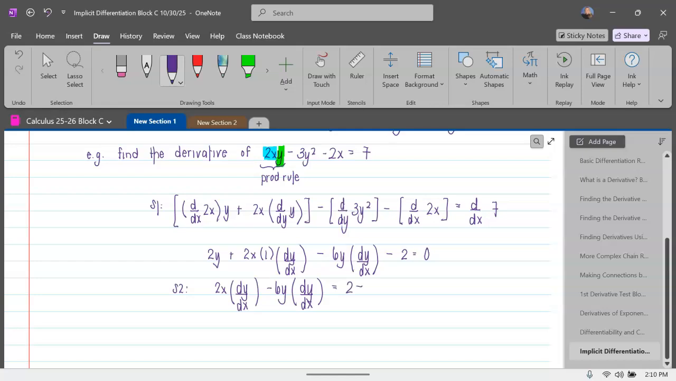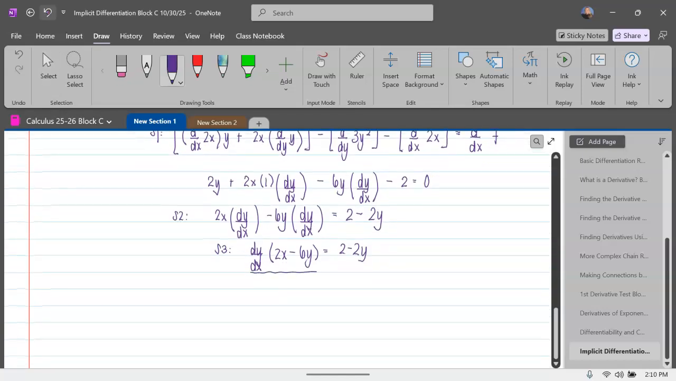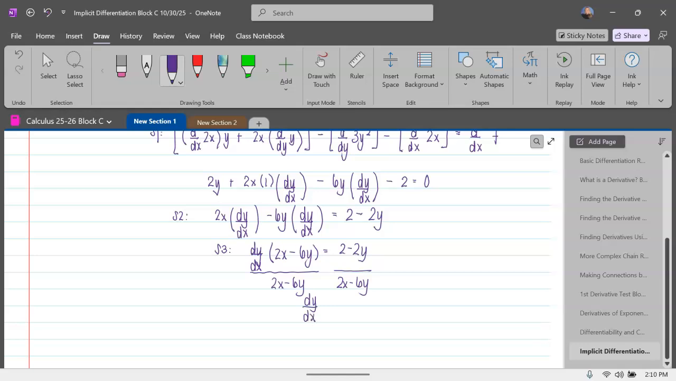All right? So now, everything that has dy/dx goes to the left-hand side. And everything that doesn't goes to the right-hand side. Okay? All right, the third step is to isolate dy/dx. What do I do to do that? Factor out dy/dx. And then divide both sides by 2x minus 6y. So I get dy/dx is equal to 2 minus 2y all over 2x minus 6y.